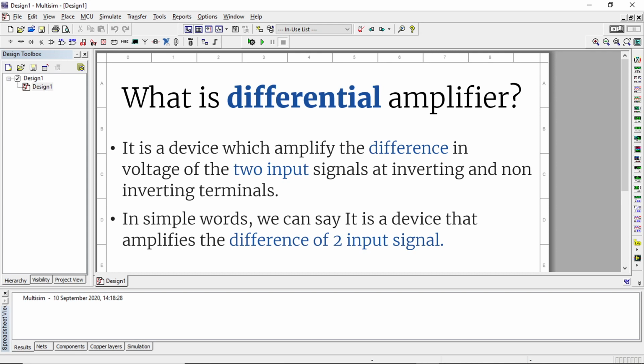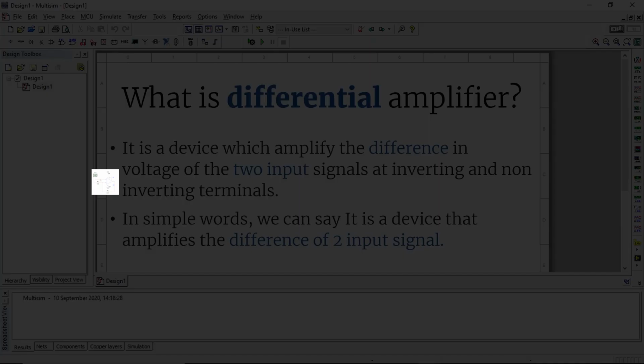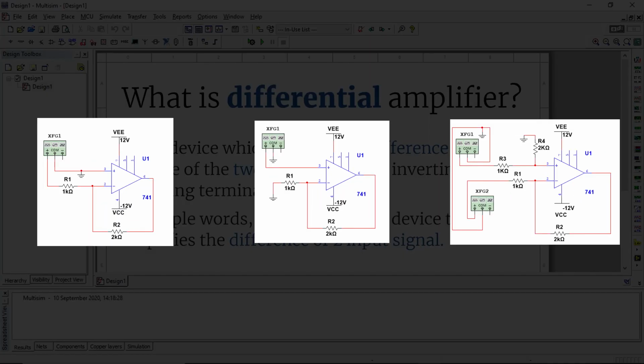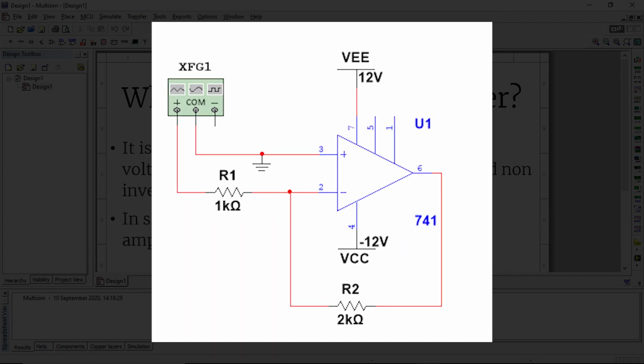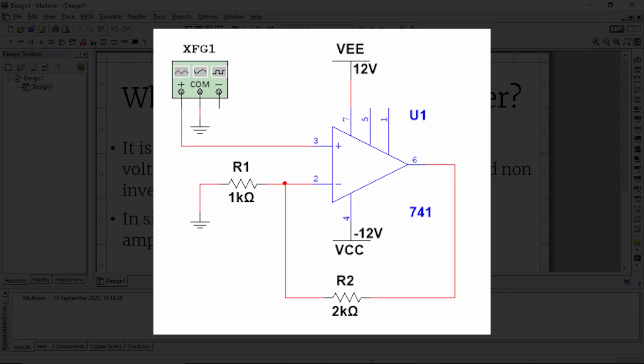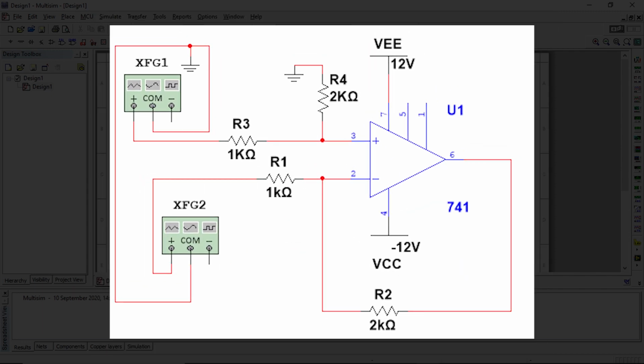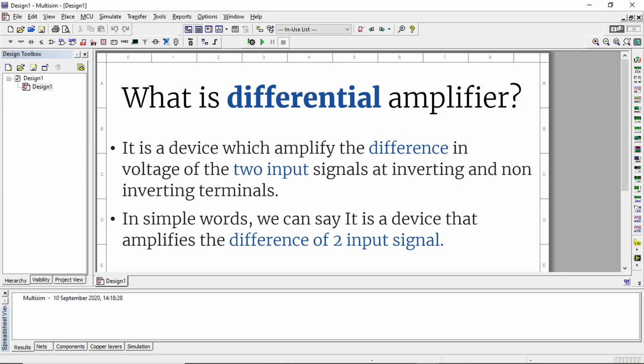Based on the input provided to the differential amplifier, we can classify it into three categories, and the circuits you can see on the display. In one amplifier, we are giving the signal to the inverting terminal and keeping the non-inverting terminal at zero voltage level. In another circuit, we are giving the signal to the non-inverting terminal and keeping the inverting terminal at zero voltage. And in the third case, we are giving two different signals on both the inverting and non-inverting terminals. In this video, we are going to explore all of these three circuits and understand how they work.